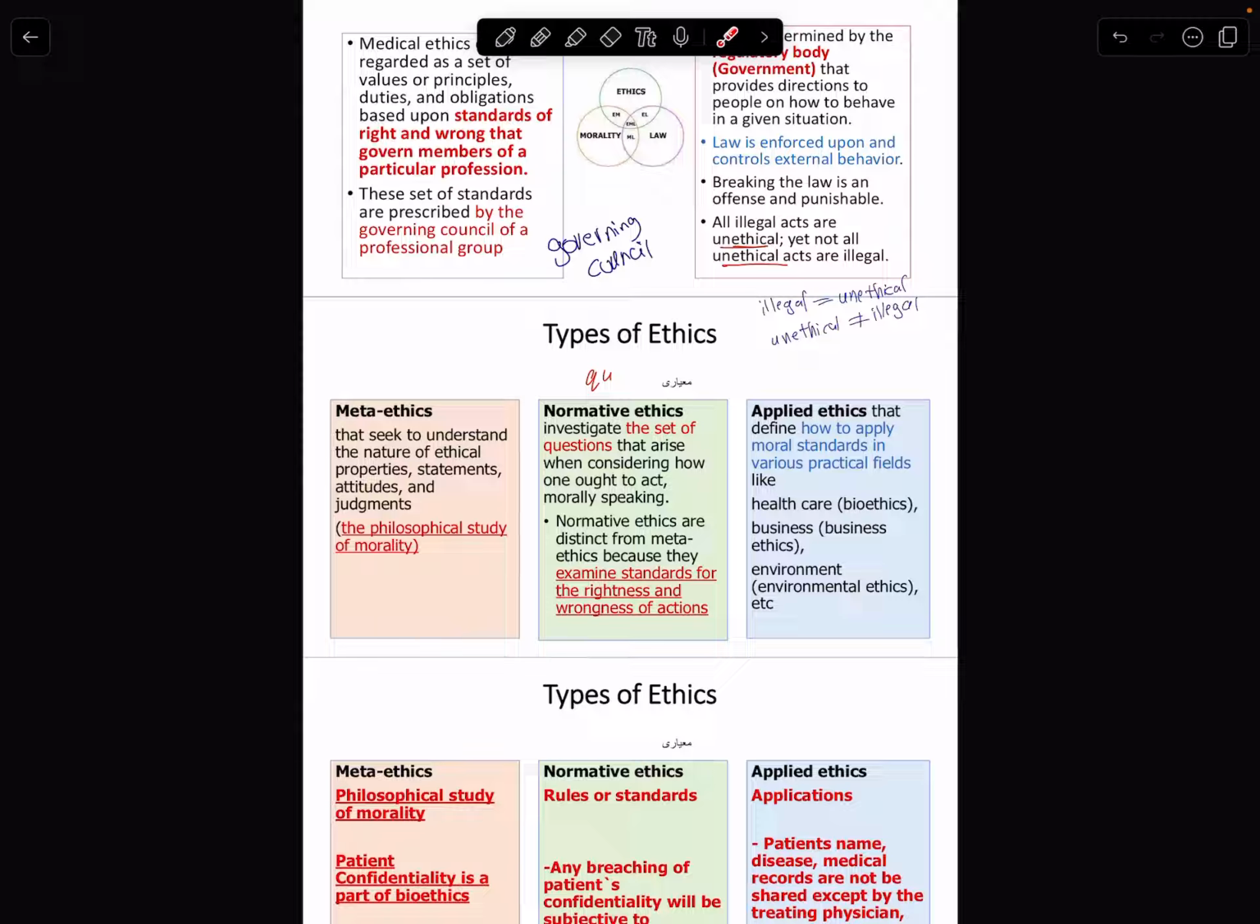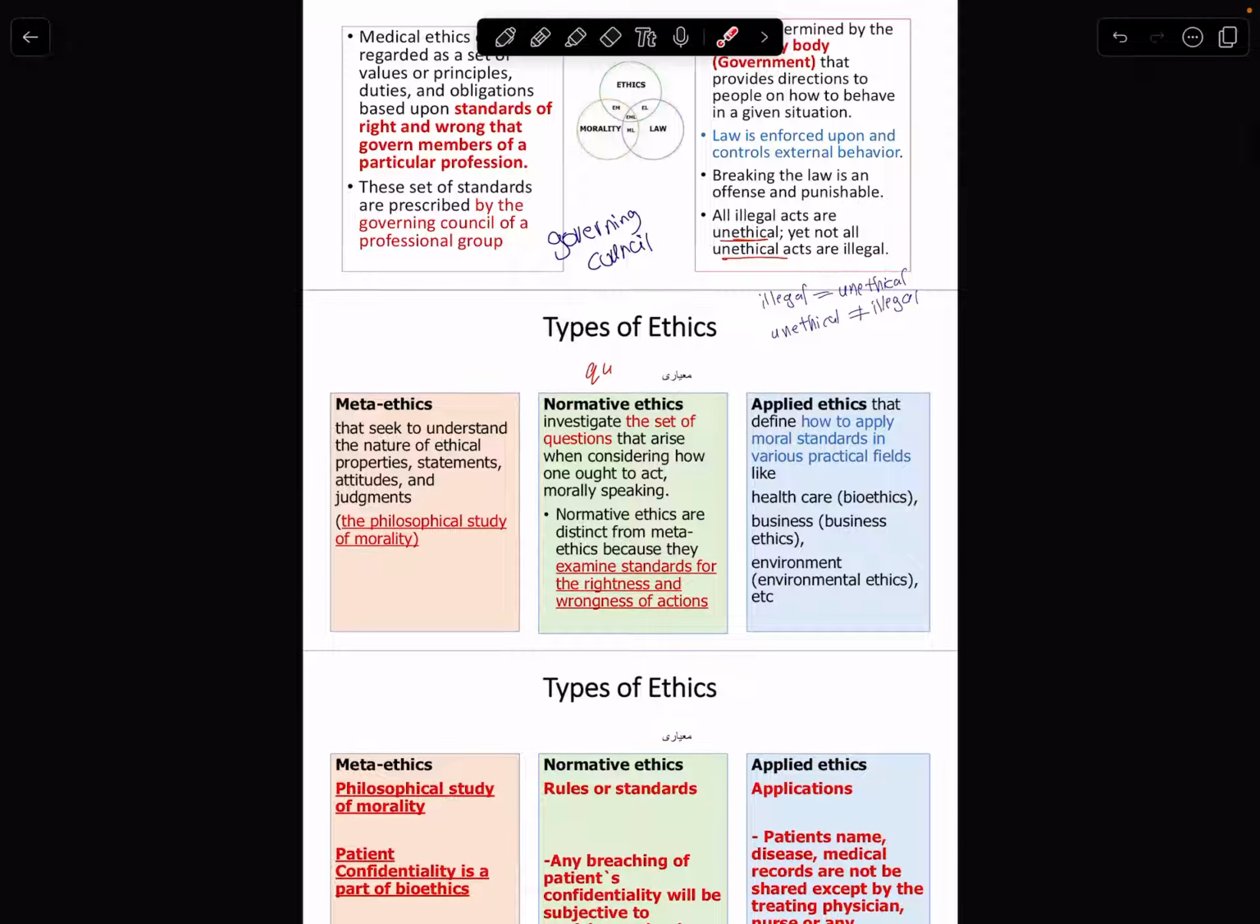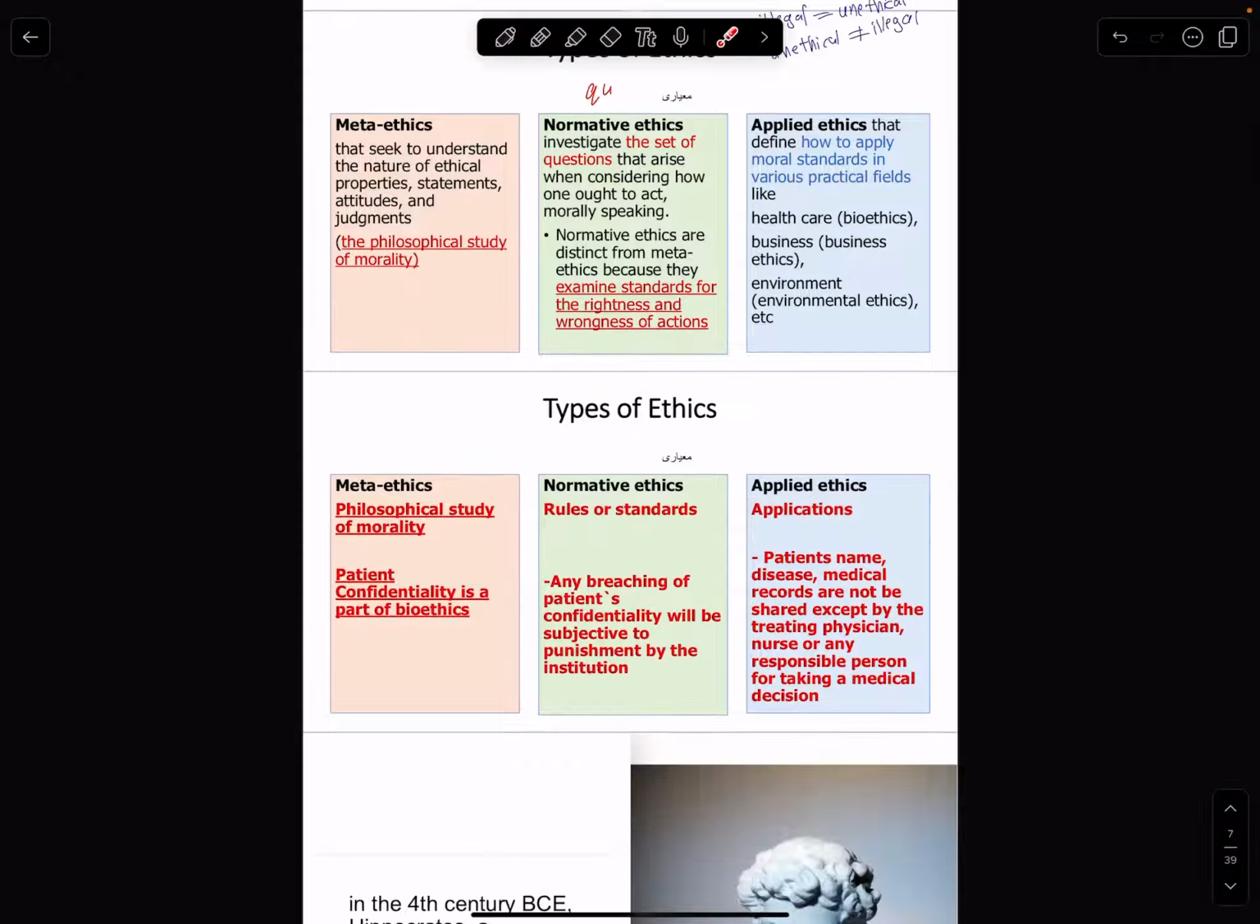Metaethics is when you think of why people do certain things and why people think certain things. So it's more philosophical, right? It's like why, you know. Applied ethics is basically how we apply these ethics in our medical field. So what we should do, essentially, right? So for example, metaethics is a philosophical study.